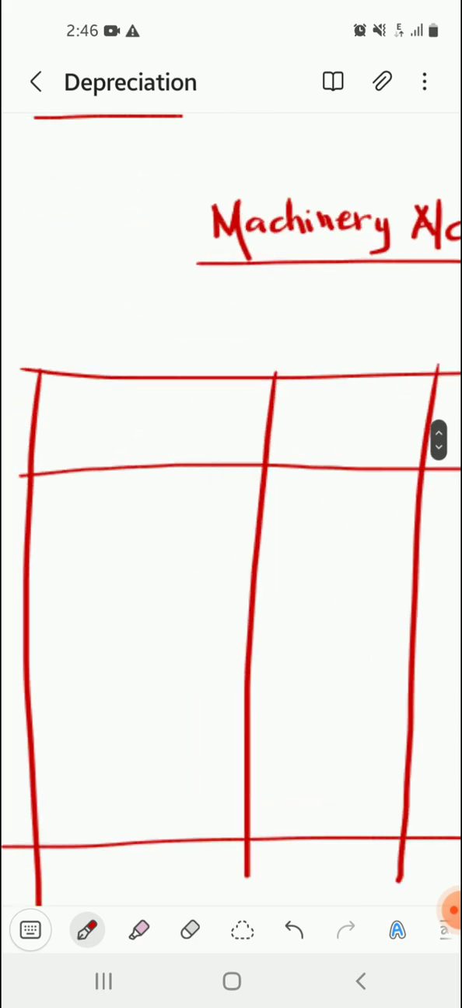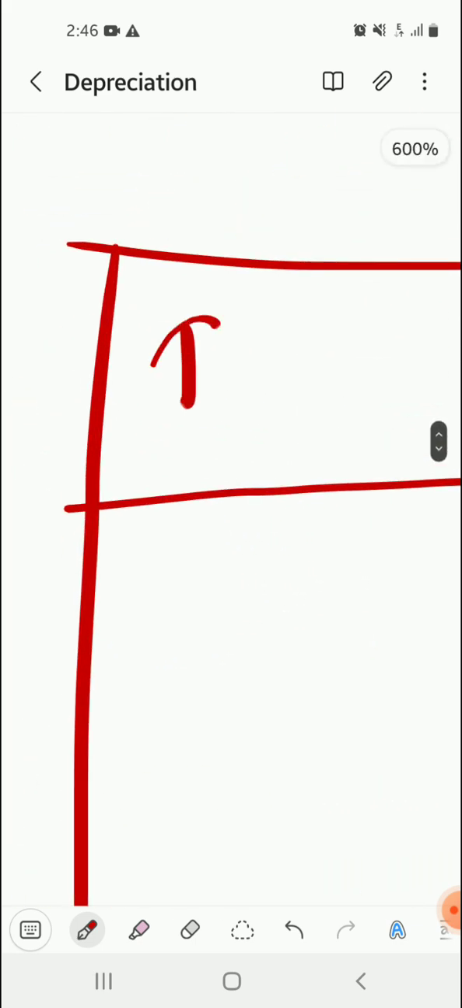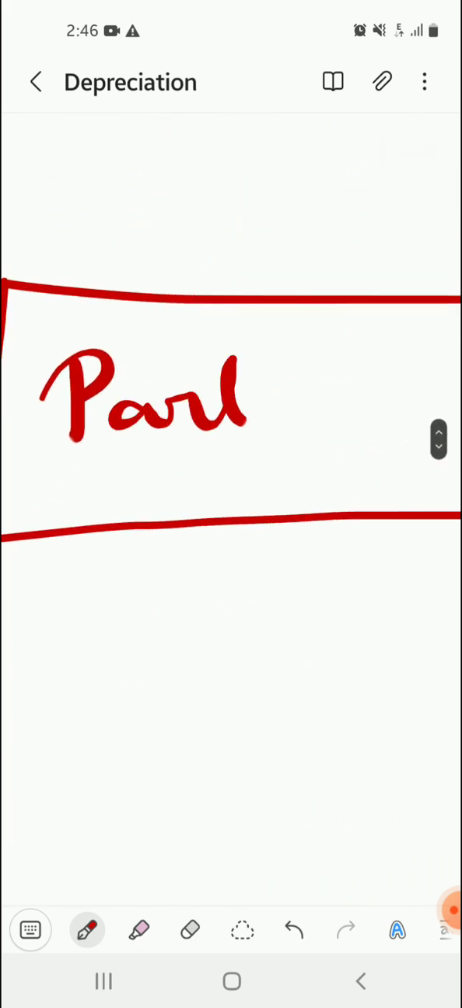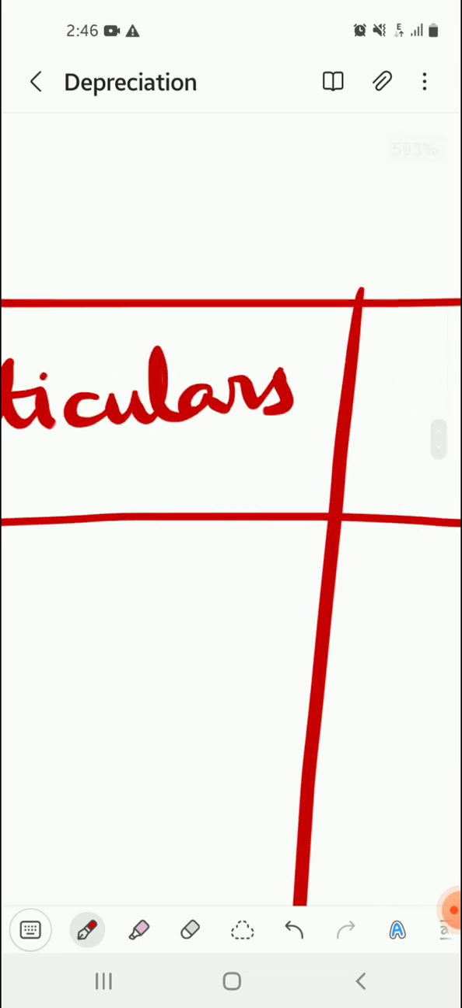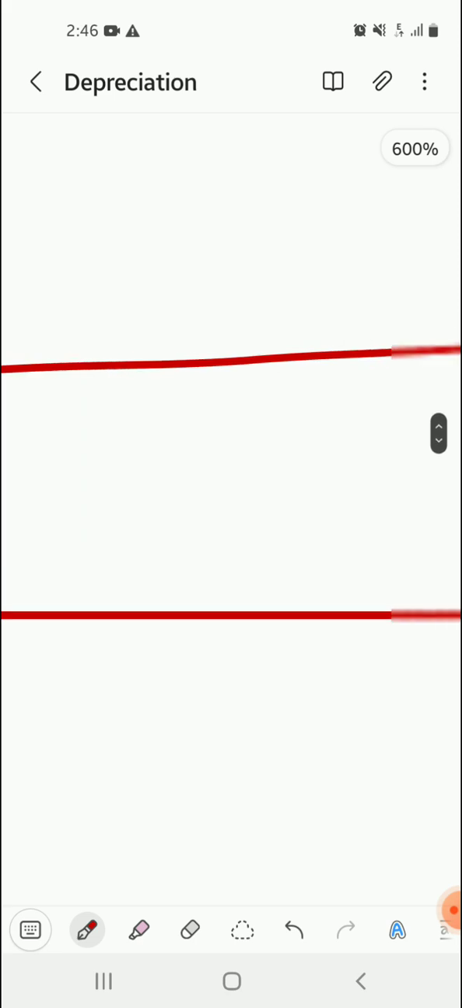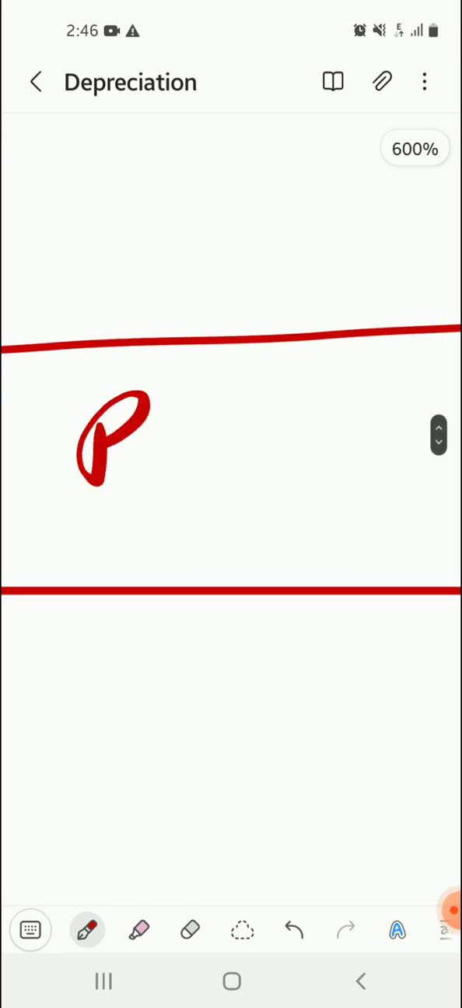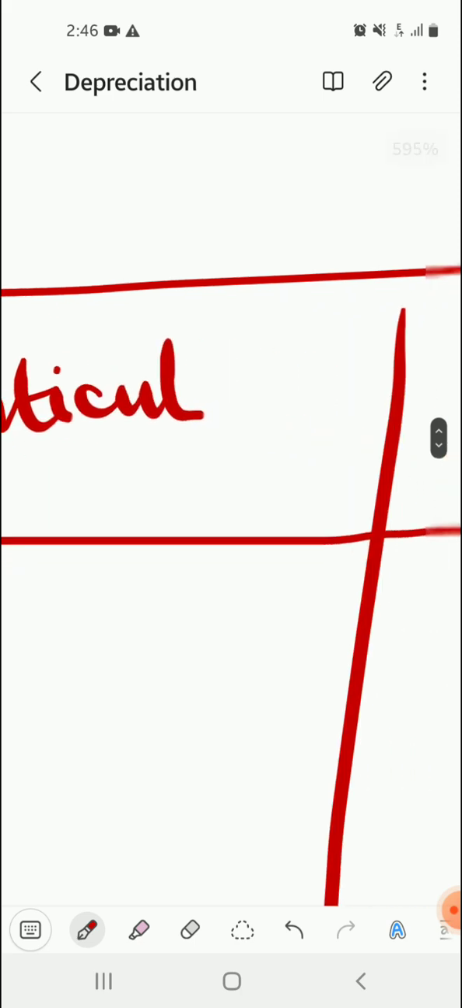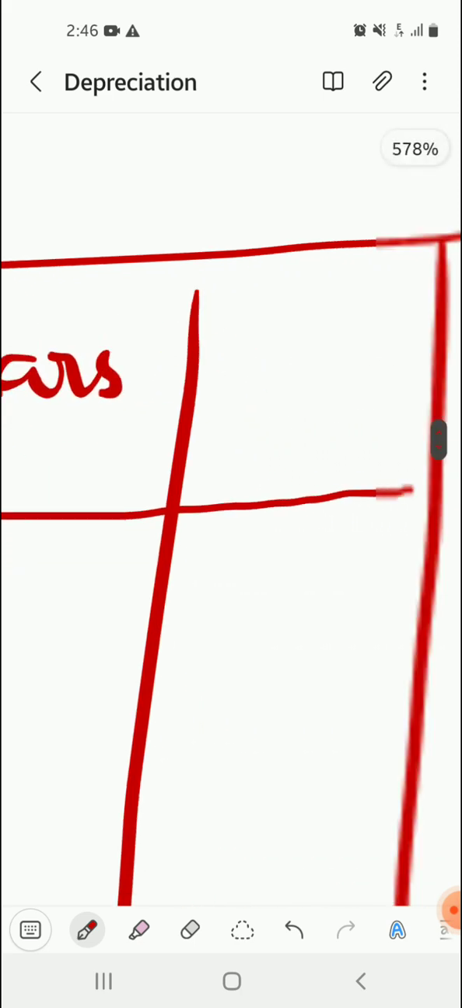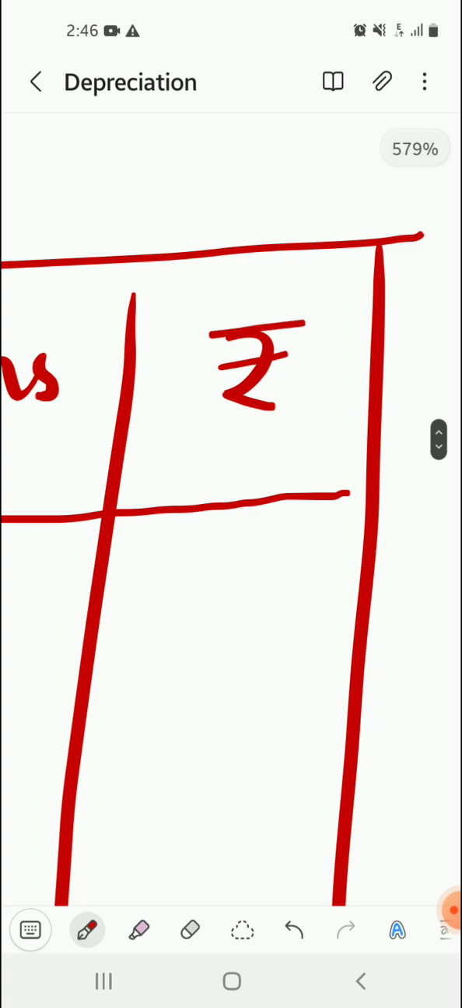Very rough form. So this is my particulars, and then we have got amount. Again, particulars and amount. I haven't made the date column here. I'm going to include it with the particulars itself because I don't have much space here on the screen.